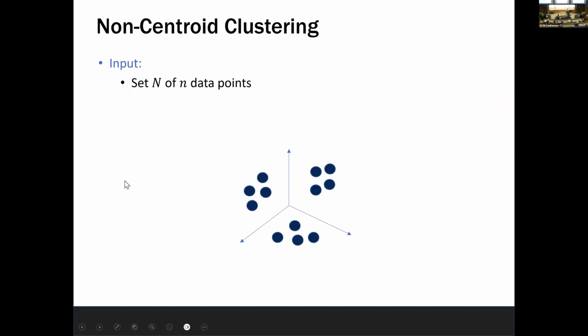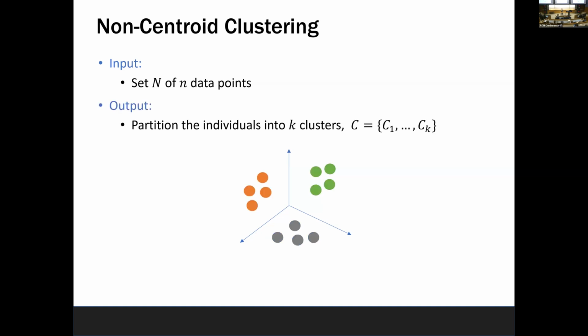Non-centroid clustering is similar to centroid clustering, which means that we have data points in a metric space. But the difference with centroid clustering is that we don't want to select k centers and then assign each data point to its closest center. Instead, we want to partition the data points into k different clusters. For example, here we have this metric space, and we decide that the orange points go all together in one cluster, the green points go to one cluster, and so on.